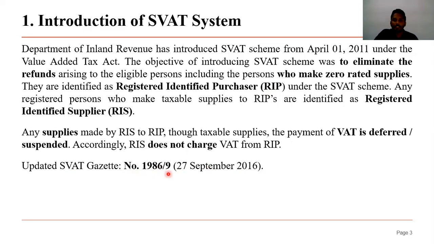Not only exporters, there are some other persons also eligible to register as RIP. We will discuss that a little later. For explanation purposes in this introduction, we have included the RIP here. Basically, if they have export zero-rated supply, then they will end up with a refund. In order to eliminate the refund process, they introduced the SVAT system. That is the main story.